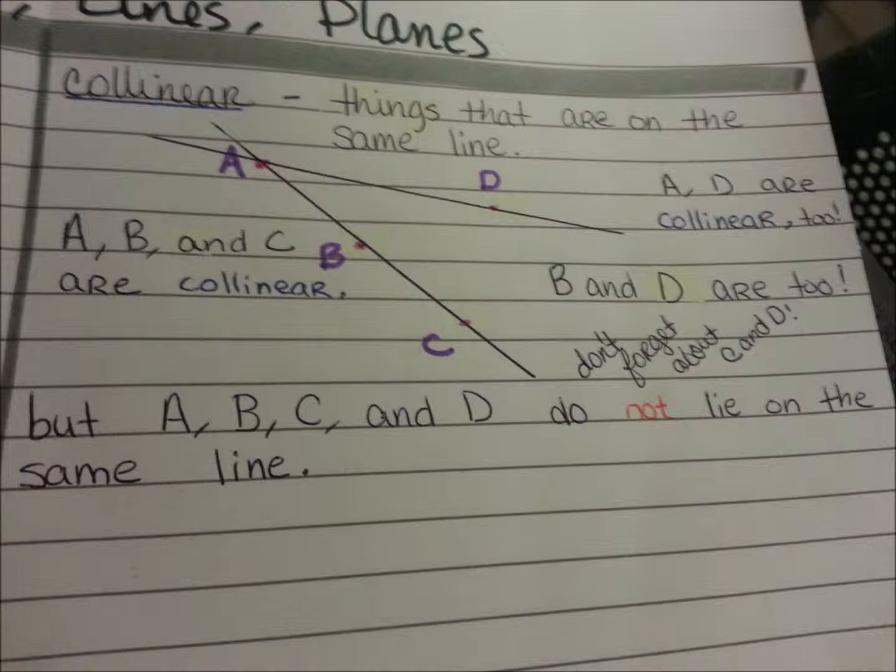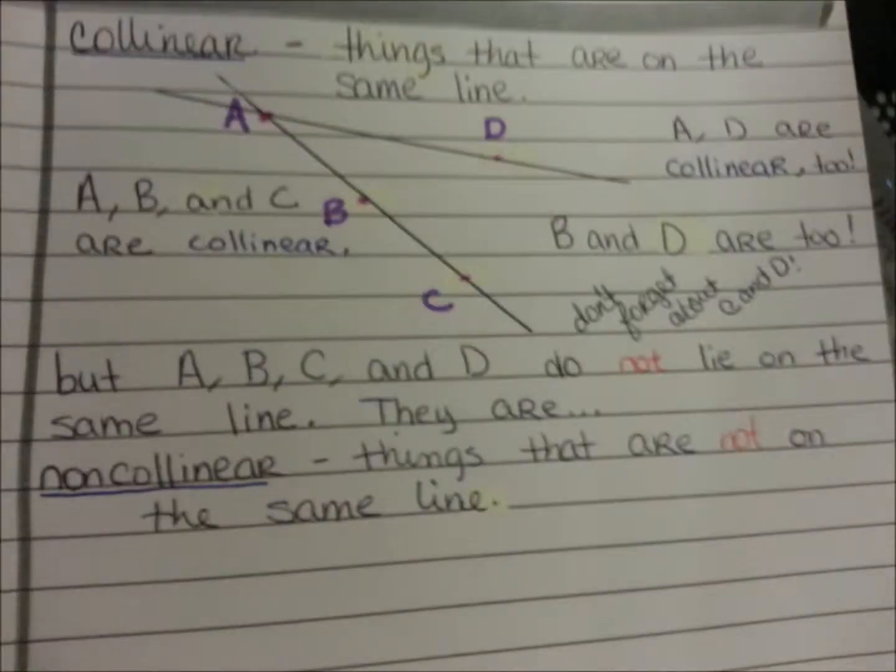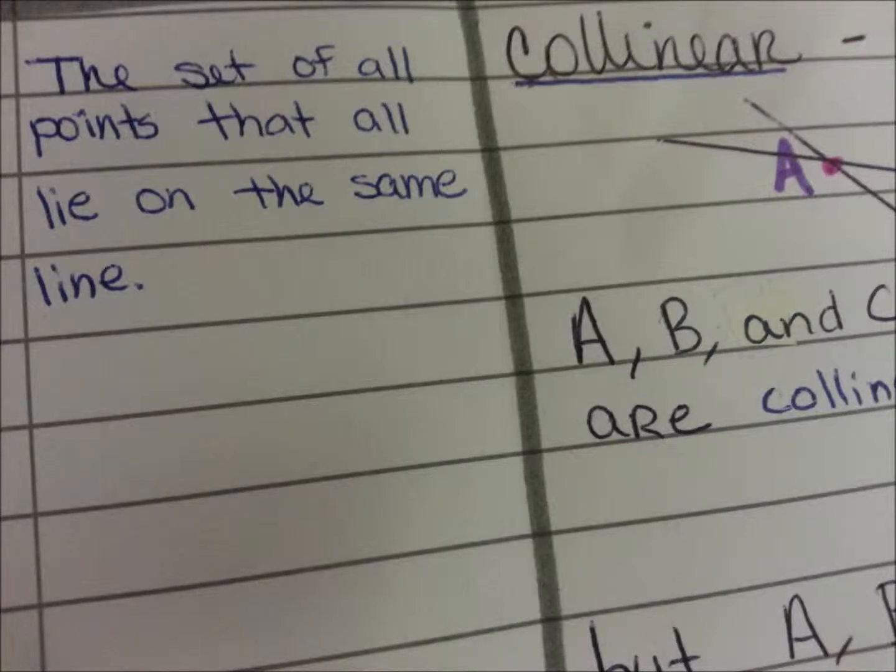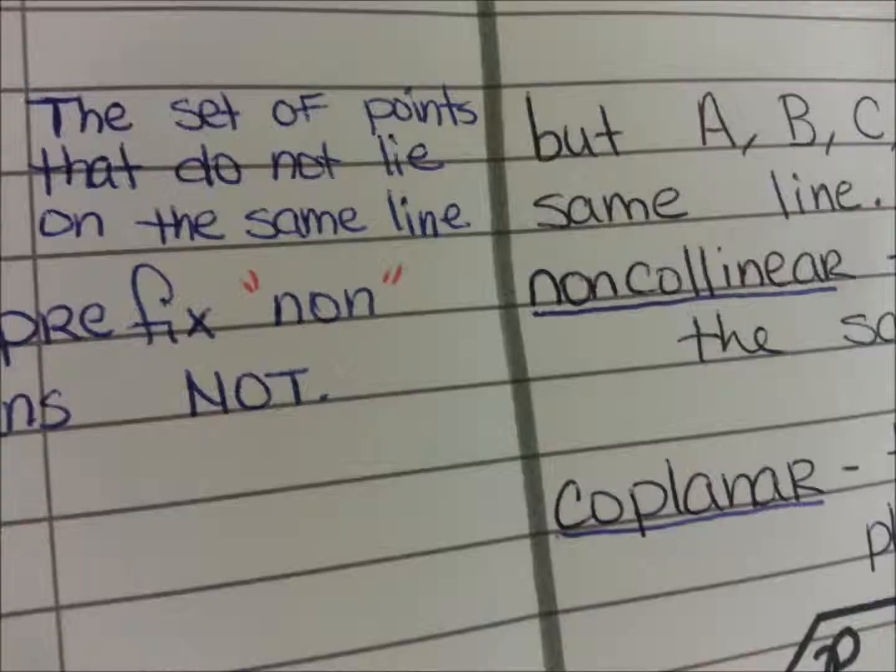But if we look at A, B, C, and D, those aren't on the same line. So let's come up with another word. We could say that they're non-collinear. That prefix non means not. So this gives us that the set of all points that all lie on the same line is collinear, and the set of all points that do not lie on the same line are non-collinear.